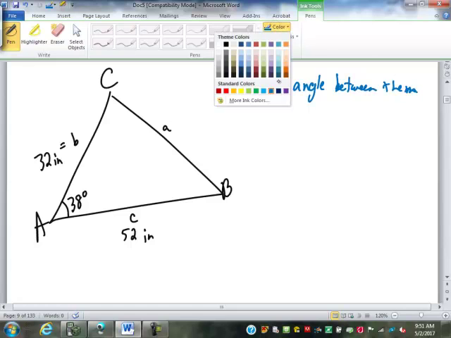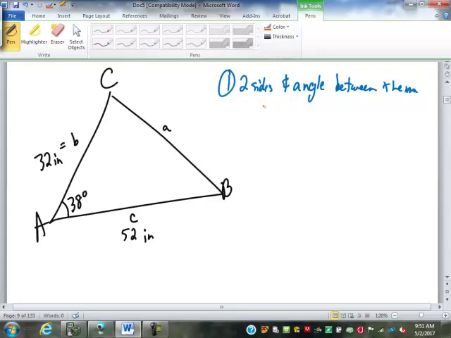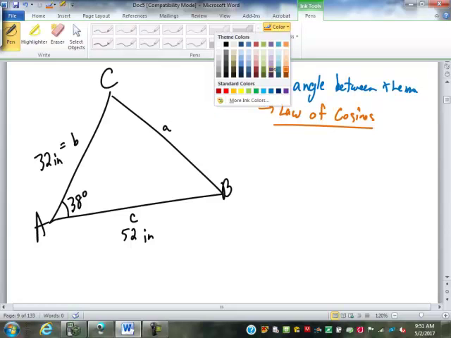Since the angle is between them, that's saying there's no side opposite the angle. So that tells us we have to do the law of cosines. The first thing we always do is check to see if we can use the law of sines. In this case, the answer is no, we cannot use the law of sines.